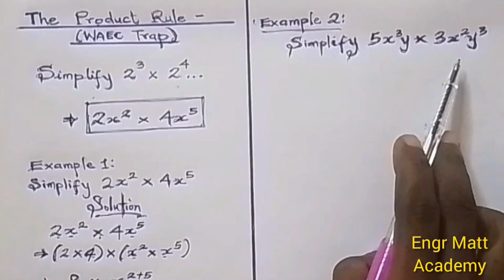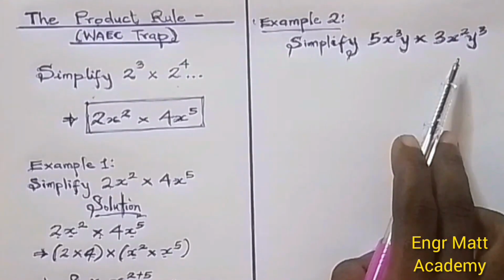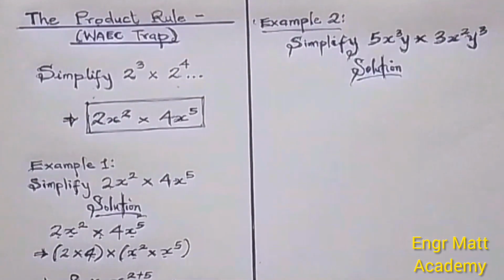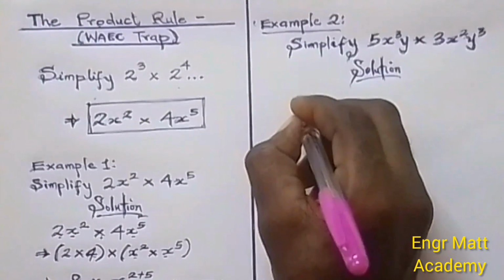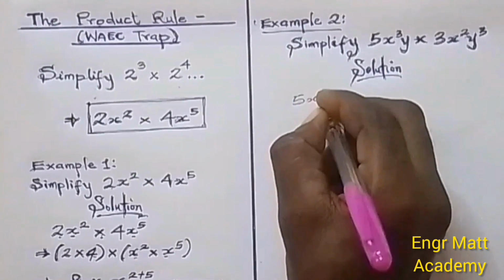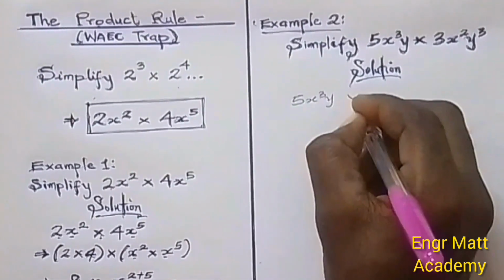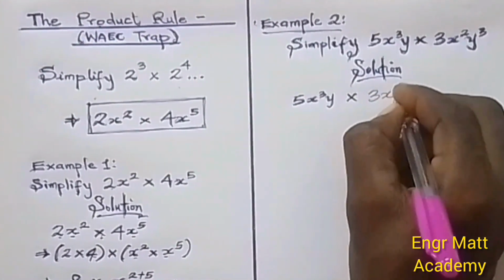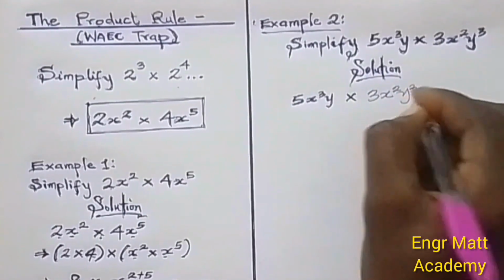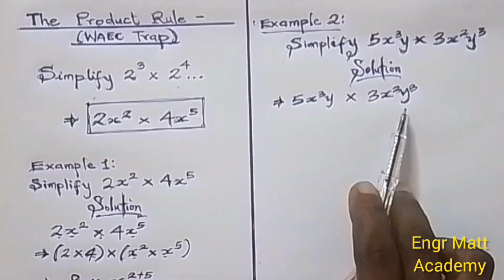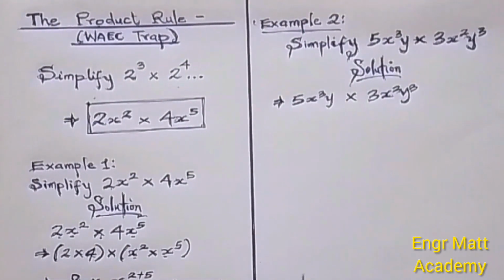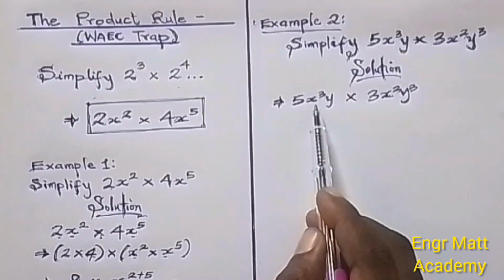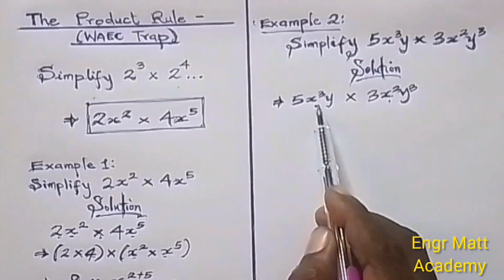Now our second example is this. Without wasting time, let's go straight to the solution. As I always say, rewrite the problem. The problem now: 5x to the power of 3 times y times 3x squared y cubed. To simplify this problem, first identify the base numbers, and remember the base numbers carry power. So x is a base number, carrying power here and here.